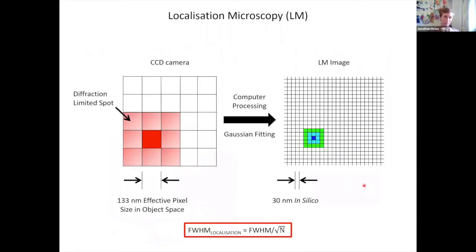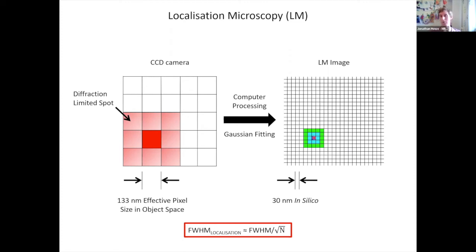So in practice, we have an image and it's acquired on a camera. And then we have many images, as I mentioned, many tens of thousands of images. And those images are run through computer processing and Gaussian fitting, which calculates the centroid position of each of the diffraction limited spots. And then that is represented in the higher resolution map, which is the localization microscopy image, or the super resolution image.